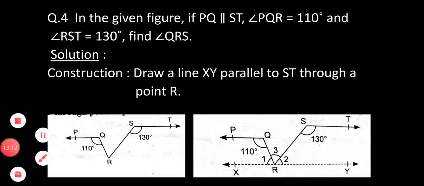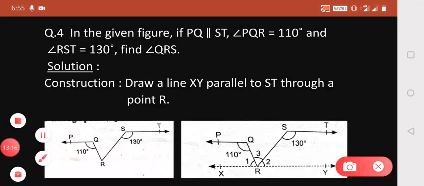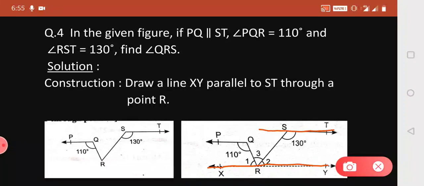So we can see in the modified figure that we are drawing a line XY which is parallel to line ST. This is your line ST. And this line XY compulsorily passes through point R. This is what we have constructed, modified in our figure.